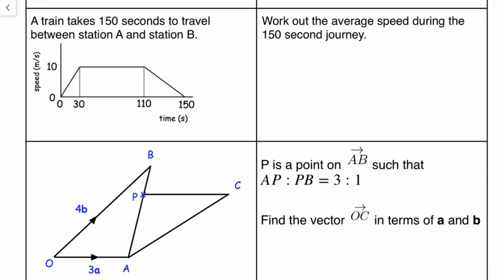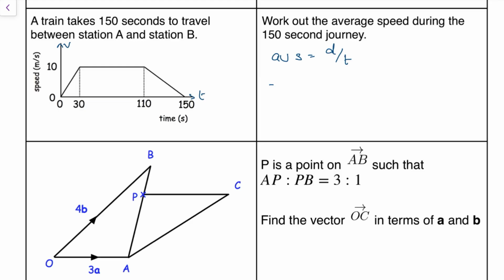Next question. A train takes 150 seconds to travel between station A and B. So this is a velocity time graph. I've got my velocity, I've got my time here. Work out the average speed. Now, average speed, crucially, is not a speed at a point, but the total distance travelled divided by the time it takes. Well, I know the time's 150, so I've got that already. So it's basically, can you work out the area underneath the graph? And I'm going to treat this as a trapezium.